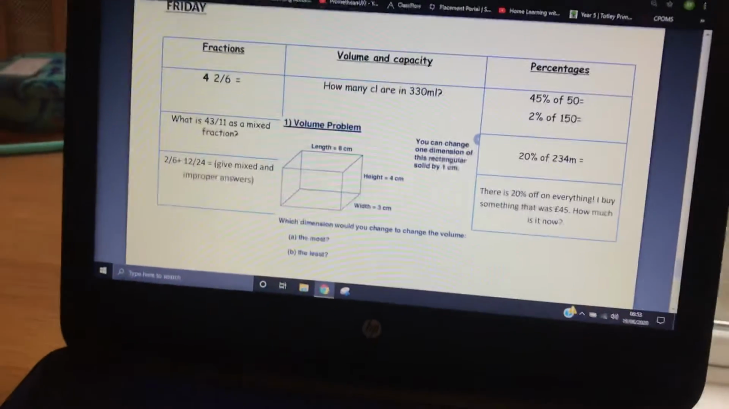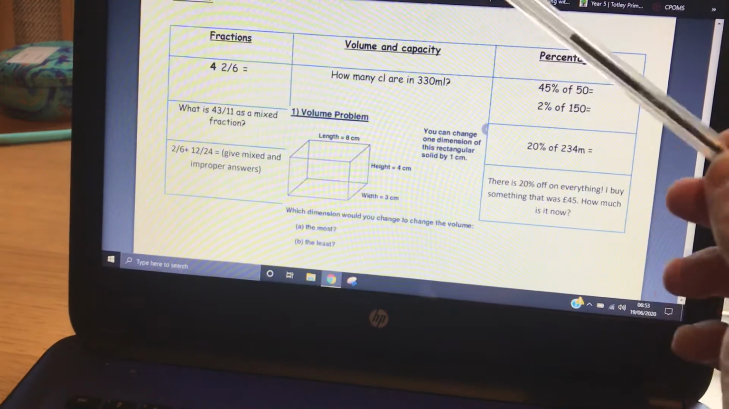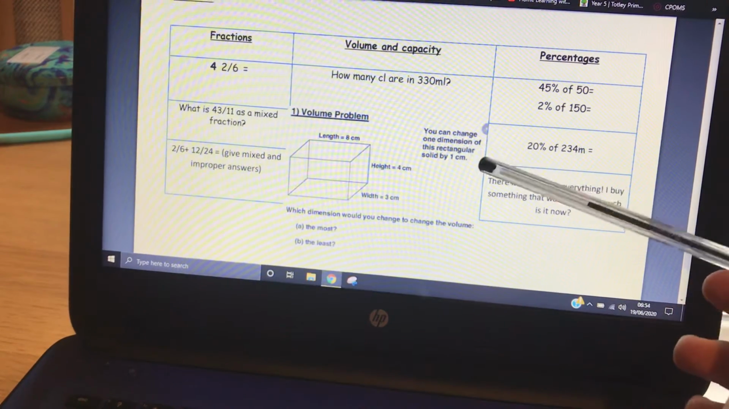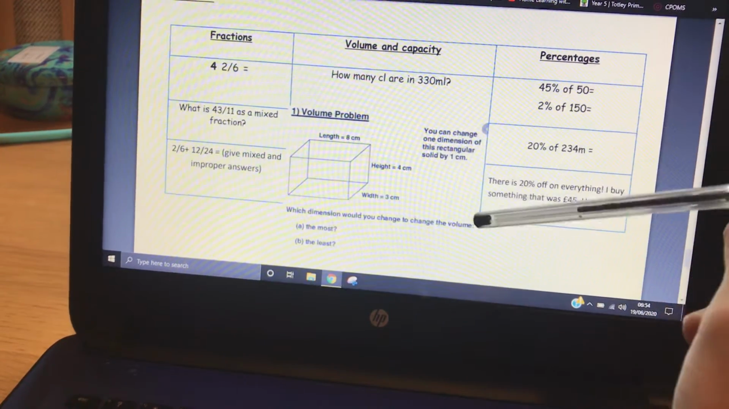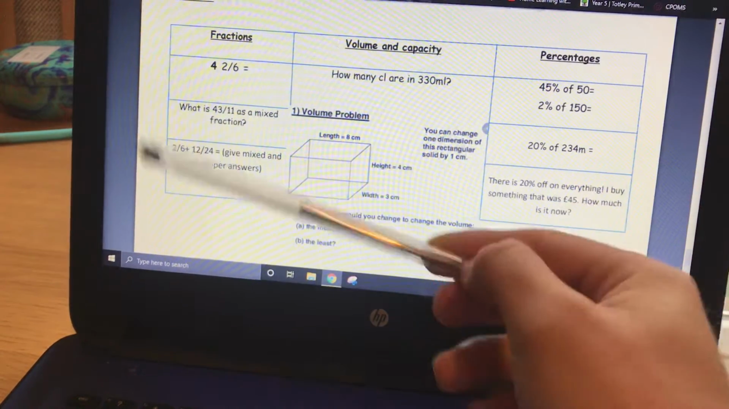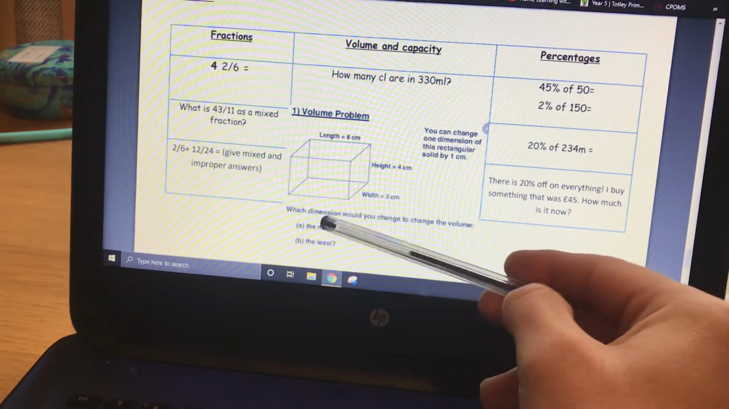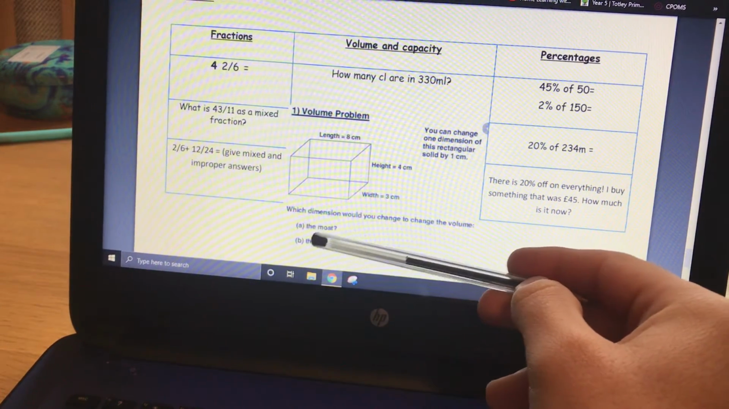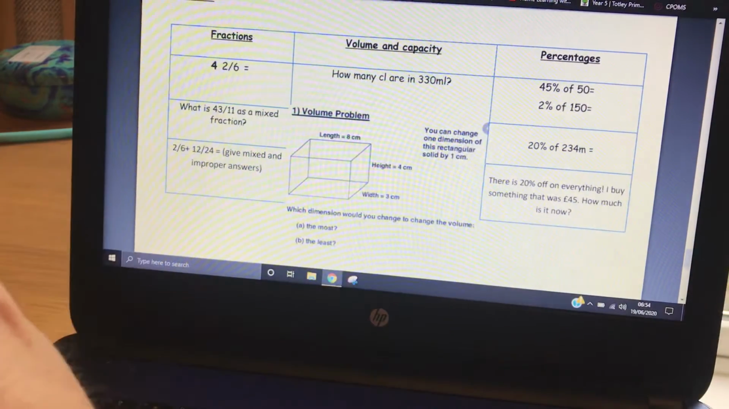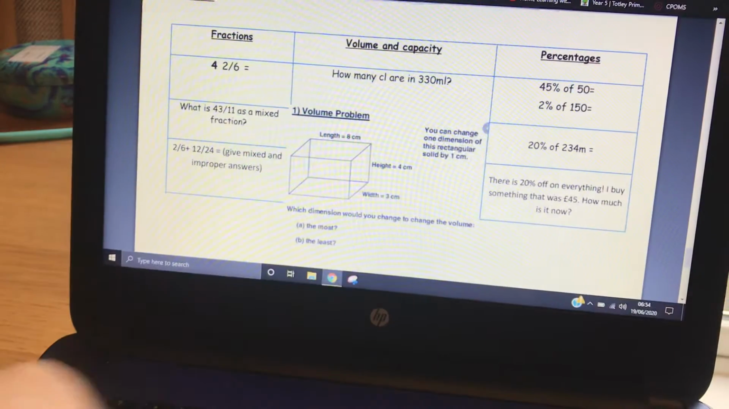And now I do like this problem. I just randomly found this one, and I really like it. You can change one dimension of this rectangular solid by 1 centimetre. So one of them can increase by 1. If you could do that, which one would you change to change the volume by the most and by the least?